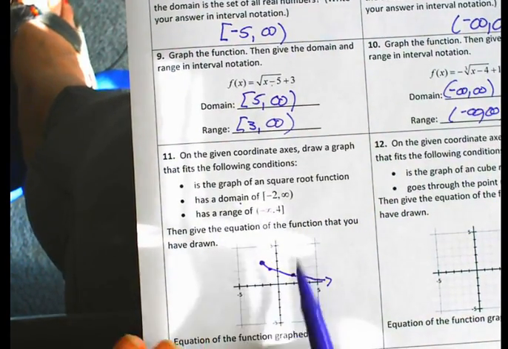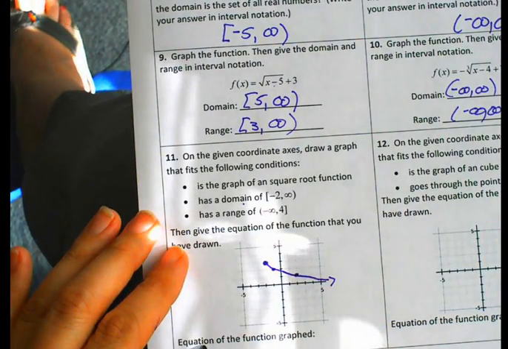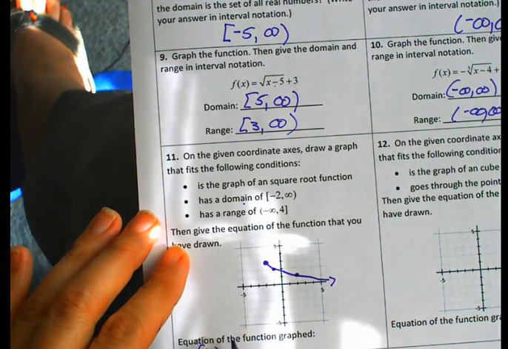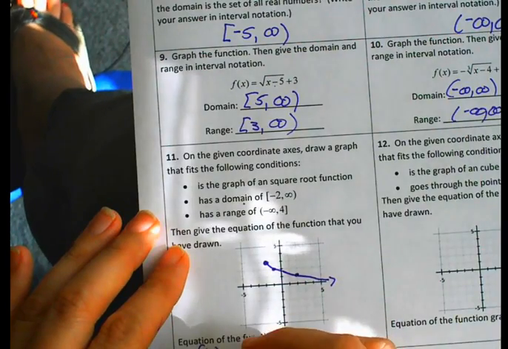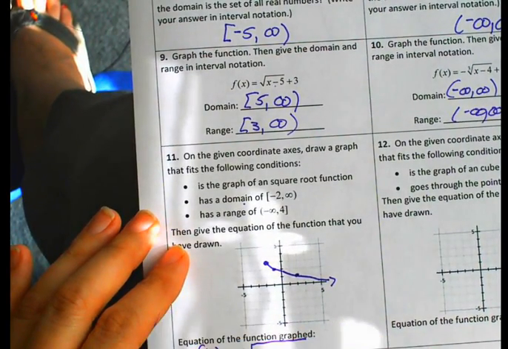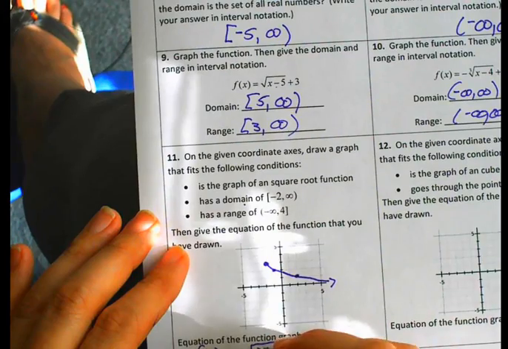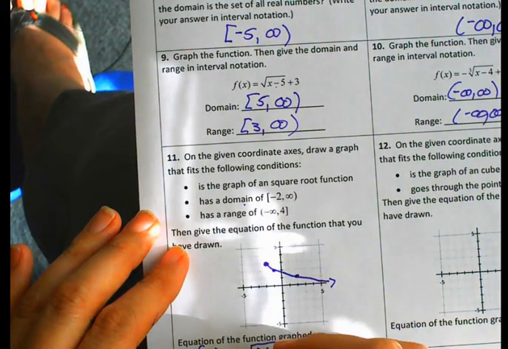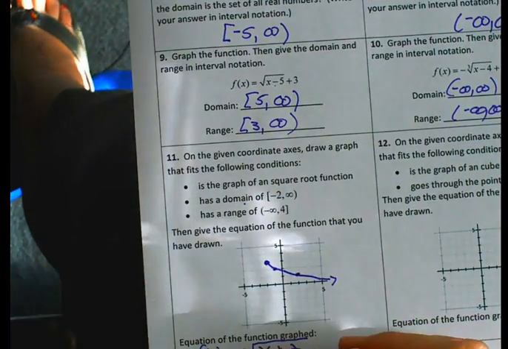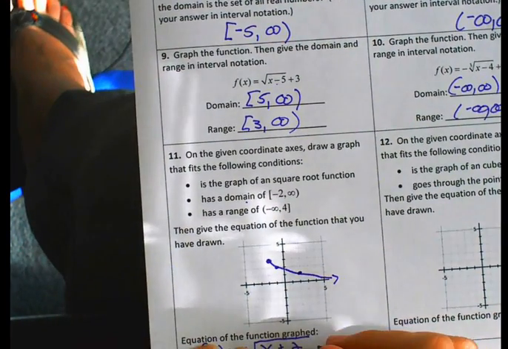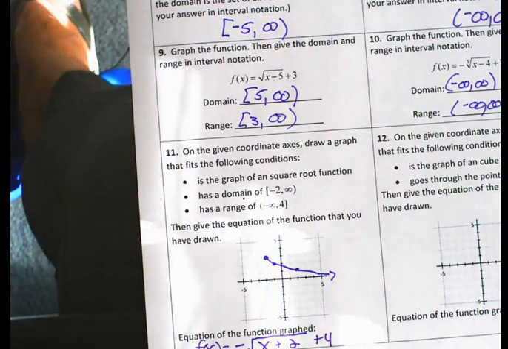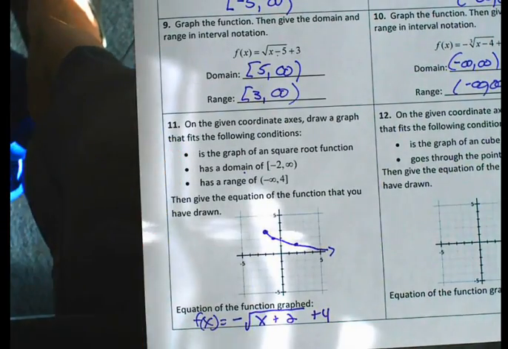Okay? And then the equation, so I would have f of x equals, because I'm downward facing, I know I have a negative in front, square root of x. I went to the left 2, so that's +2. And on the outside of the radical, I went up 4, so +4. So these are all very similar. It's just a different way of asking the question.